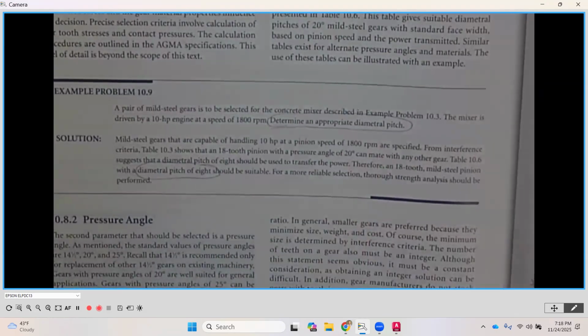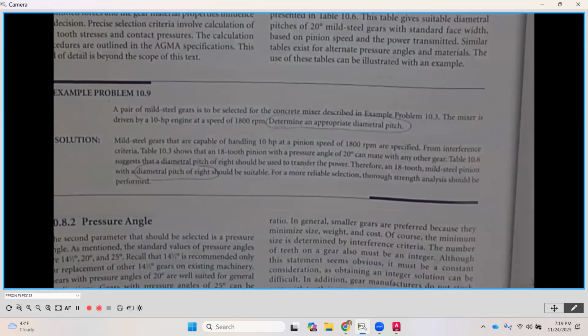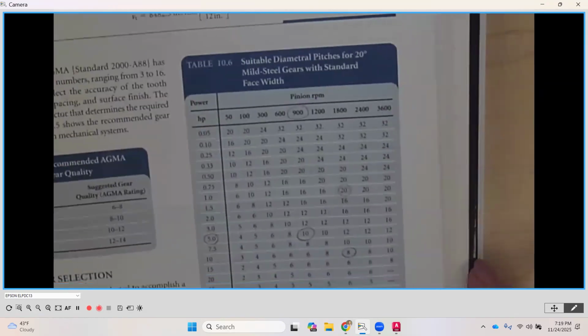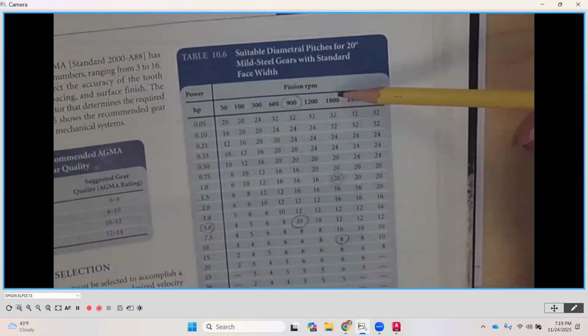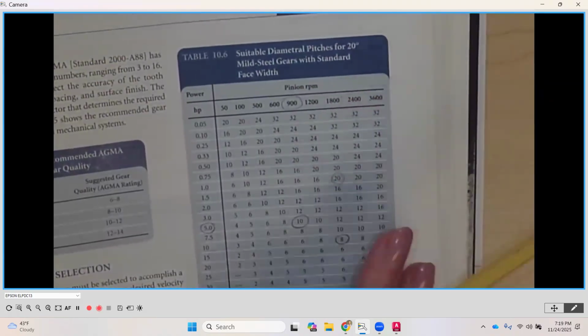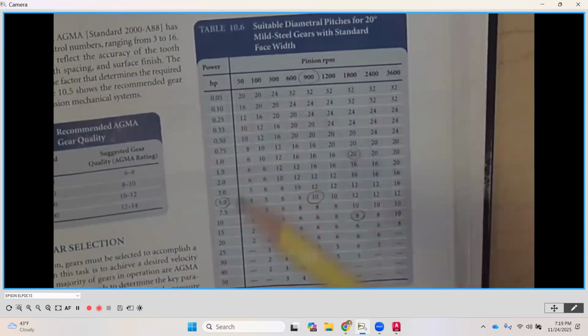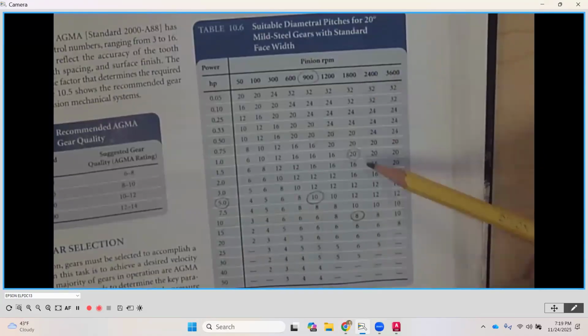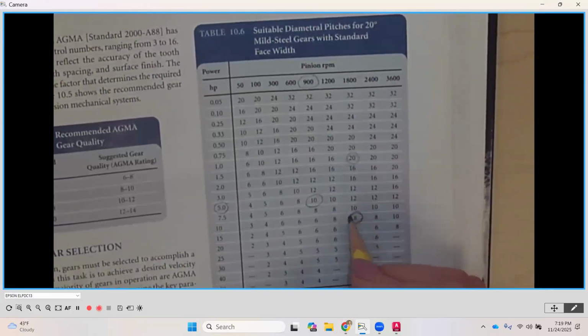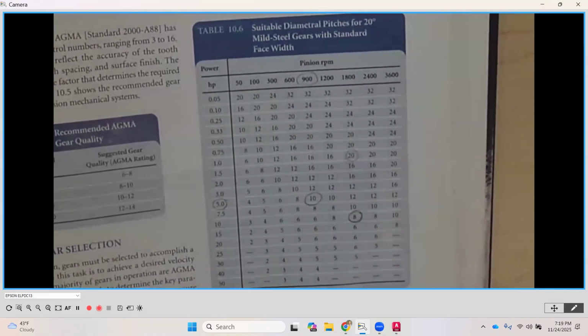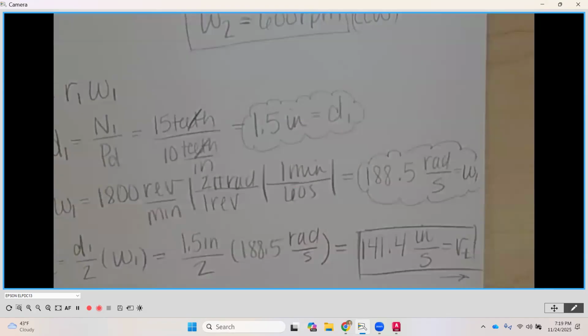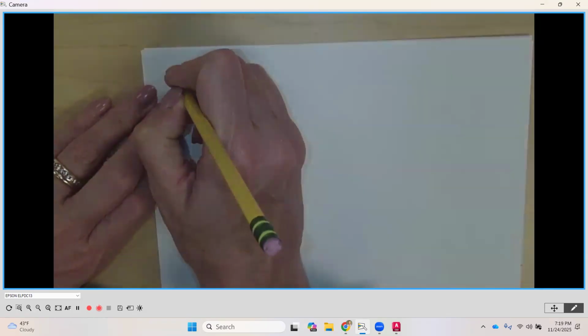Okay, so we're going to go back to that table 10-6 on the previous page. And what we're going to do is find 1800 RPMs on that pinion, and go down to 10 horsepower. Okay, so 10 horsepower is right here, and then 1800 is down this column. And you're going to notice that it comes together and specifies a diametral pitch of 8. That's it.